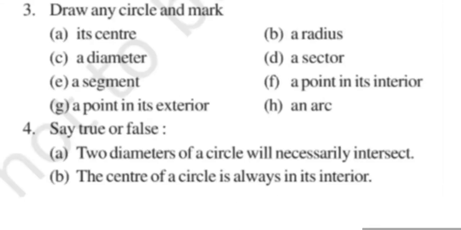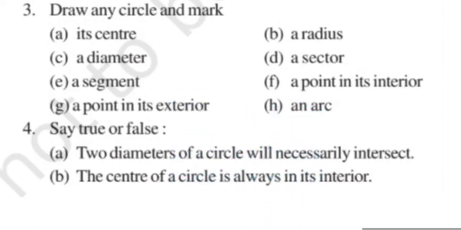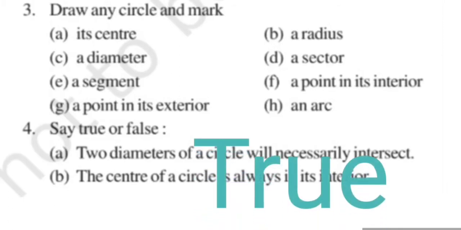Question number 4. Say true or false. Two diameters of a circle will necessarily intersect. So what is the answer? Yes, it is true. If you draw two diameters, definitely they will intersect. Next one, the center of a circle is always in its interior. Yes, it is true. Why? Center is always inside of the circle.